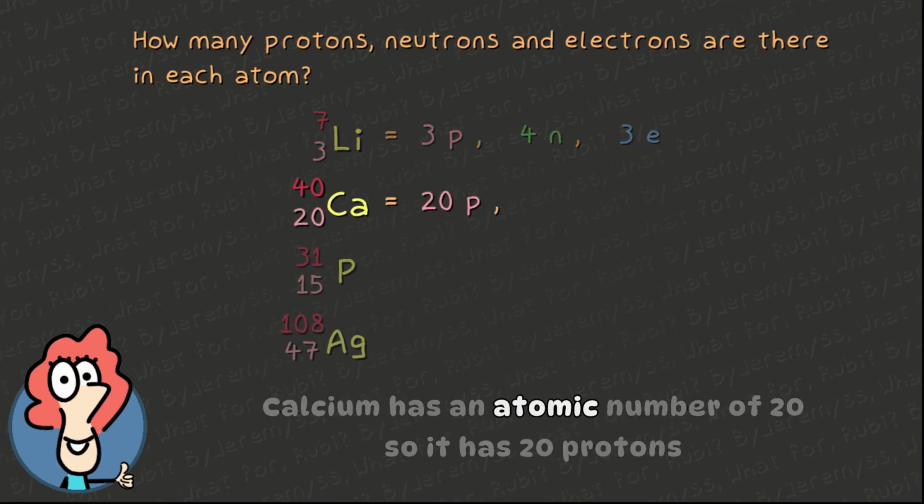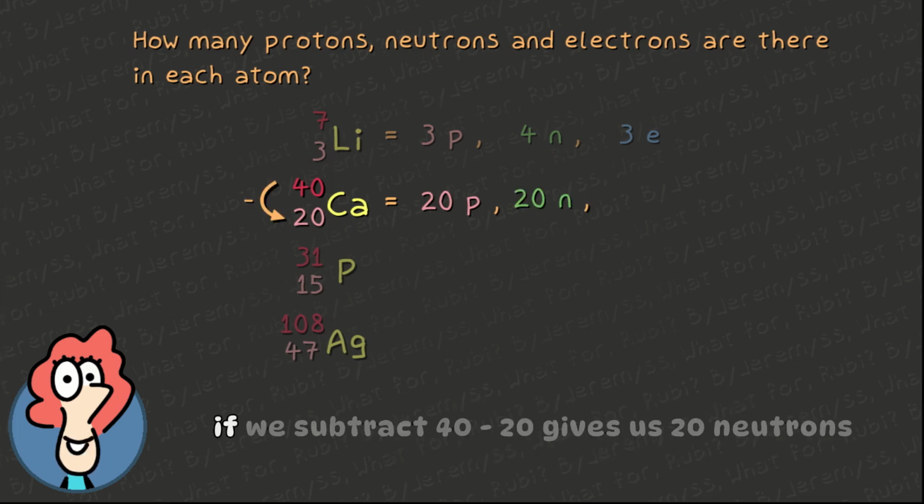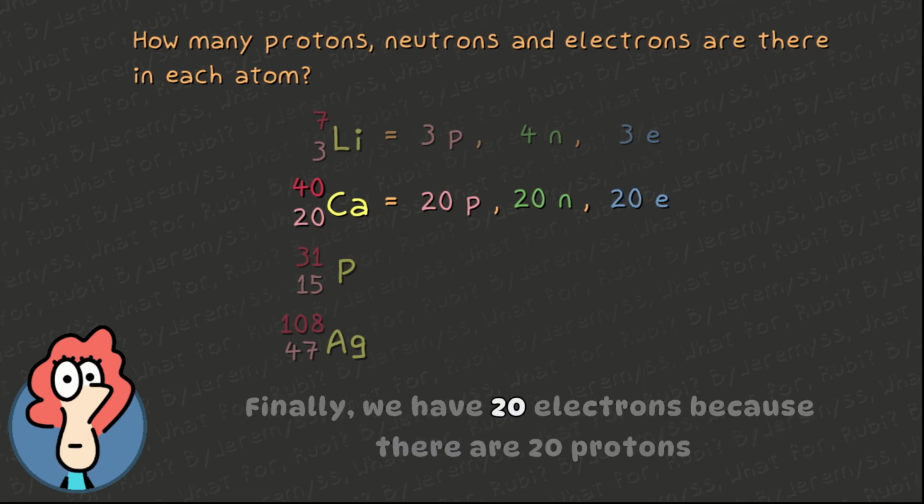Calcium has an atomic number of 20, so it has 20 protons. Subtracting 40 minus 20 gives us 20 neutrons. Finally, we have 20 electrons because there are 20 protons.